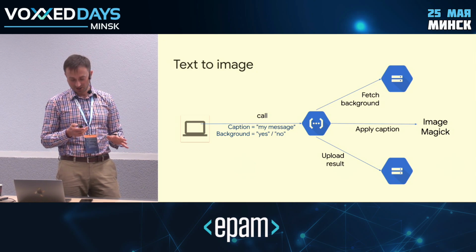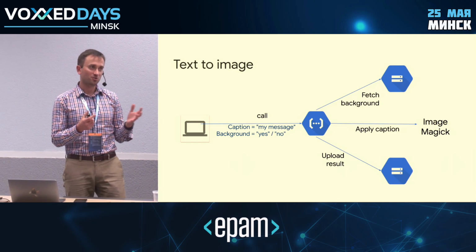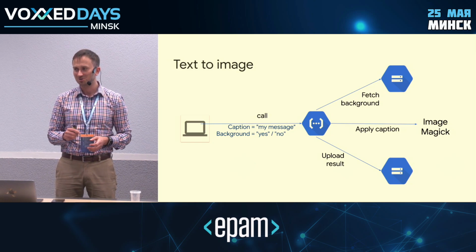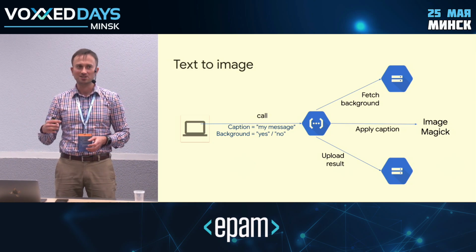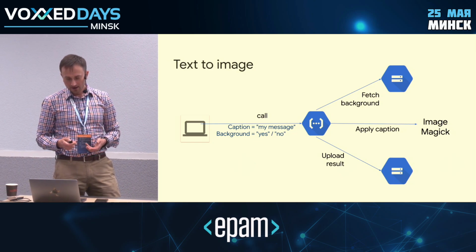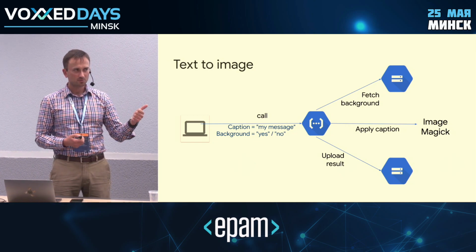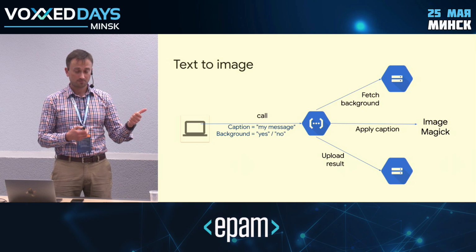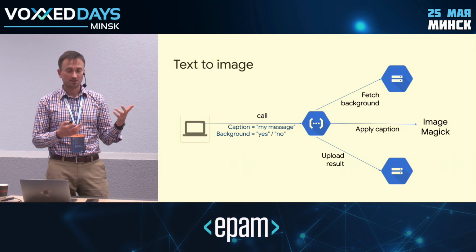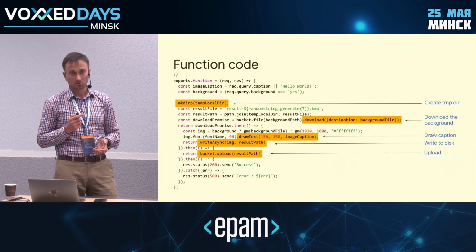The funny thing here is that there are two parameters. One is, of course, the message that you want to put on the picture, and the other one is whether you want a background or not. You cannot select the background. You can say if you want it or you don't want it. The function takes 3 steps. Download the background from cloud storage, apply some caption, your text, and finally upload the result. 3 simple steps. And the source code is very simple.